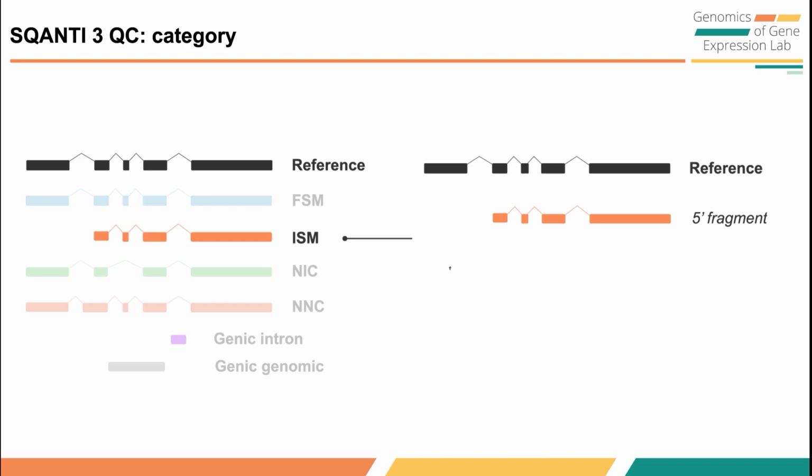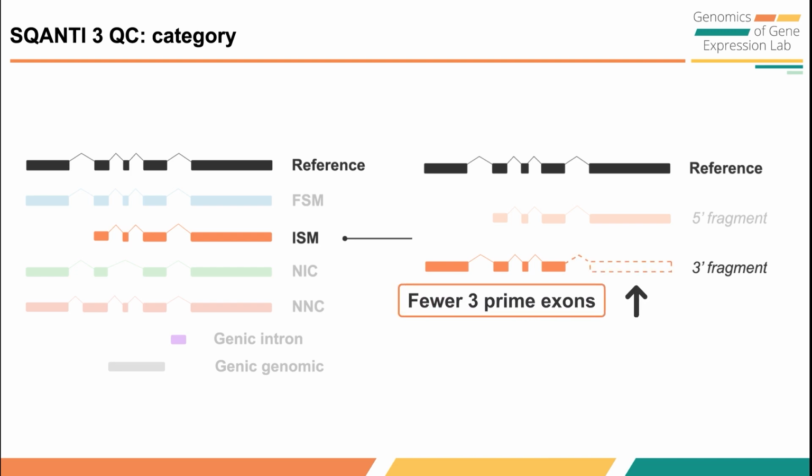The first one is the 5' fragment, which means transcripts have fewer 5' exons, and the reference agrees with all its junctions. The second one is the 3' fragment, which means transcripts have fewer 3' exons, and the reference agrees with all its junctions.